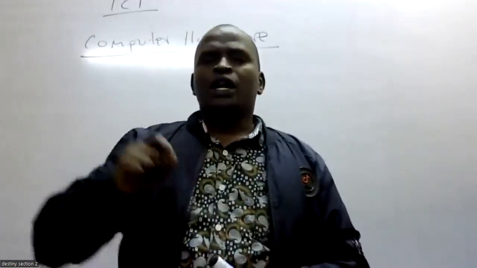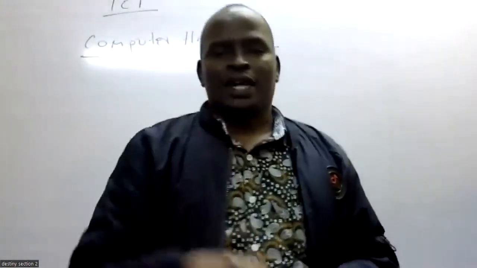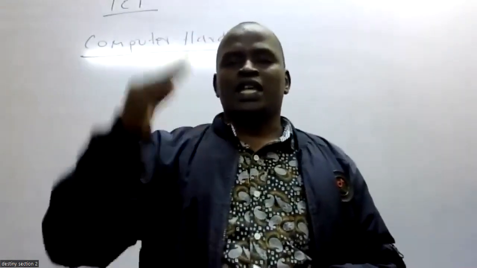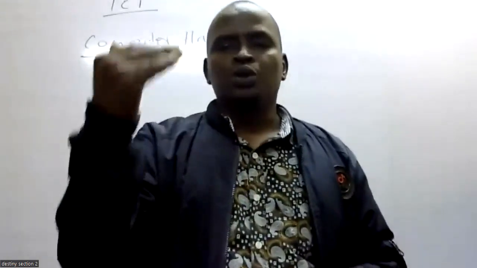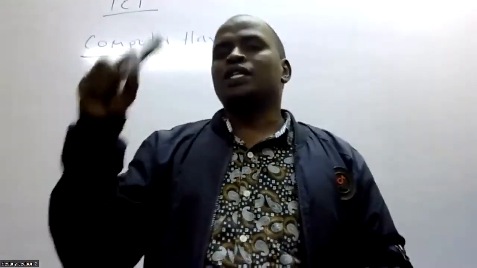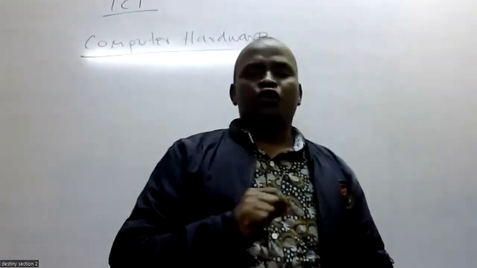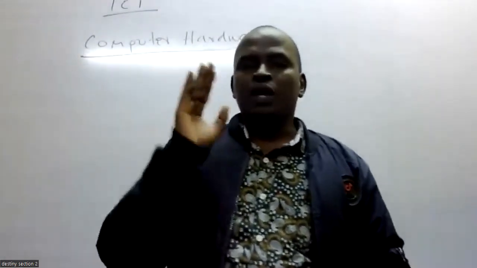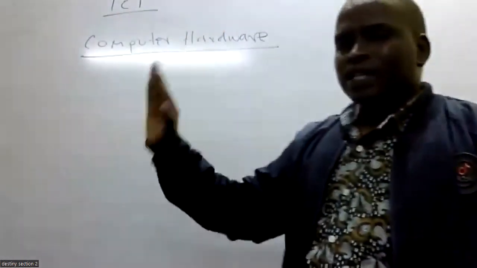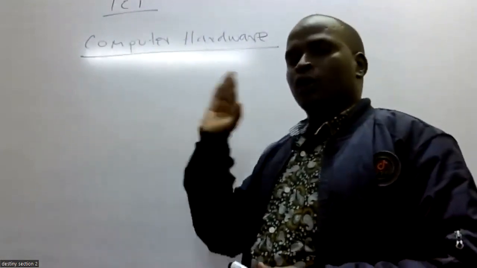Unlike software, where we can only see what it does. Software is just instructions to the computer hardware. They tell the hardware what to do, how to do it, and when to do it. Software is not visible, but hardware is. Today, let us focus on the hardware part of a computer.